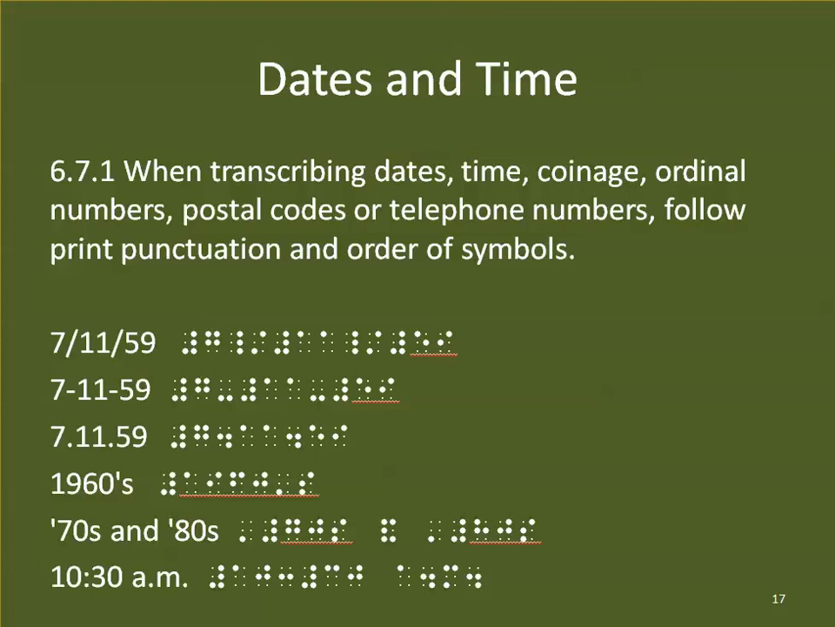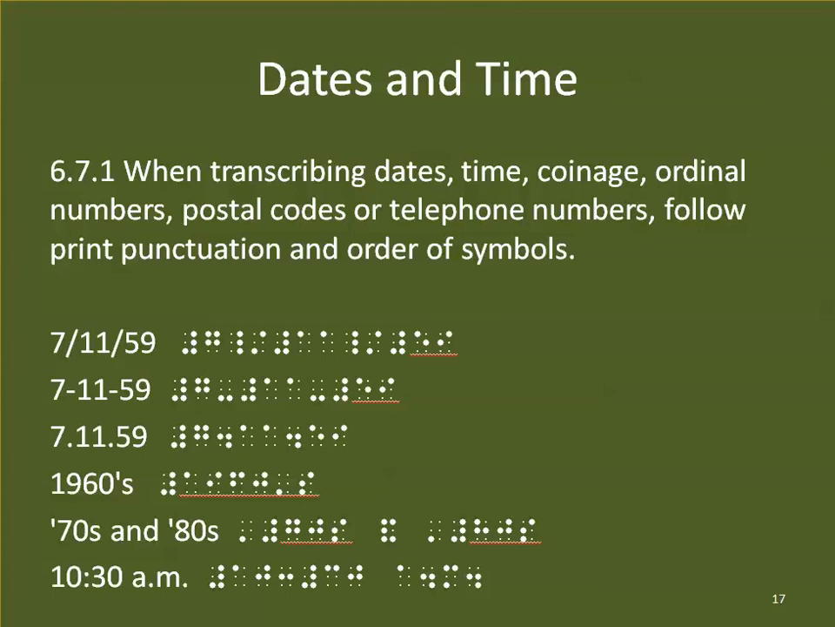Times then are going to look a little different. 10:30 a.m. A colon is something that terminates numeric mode, so we need to start up numeric mode again for the minutes part of the time. This is almost like Nemeth, but again, keep your code straight. If you are in Nemeth, you will need that punctuation indicator. We don't have such a thing in UEB, so we just have the colon.